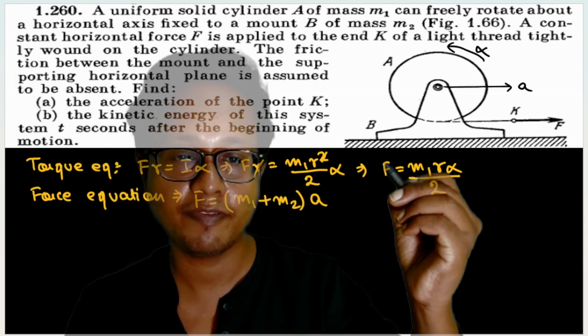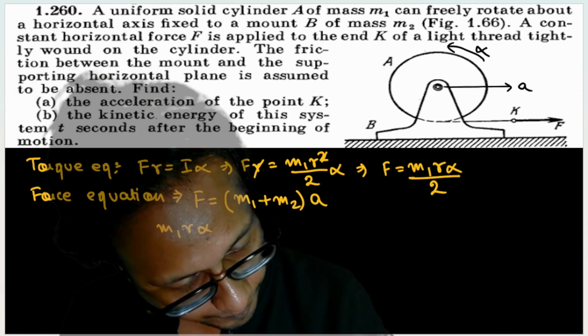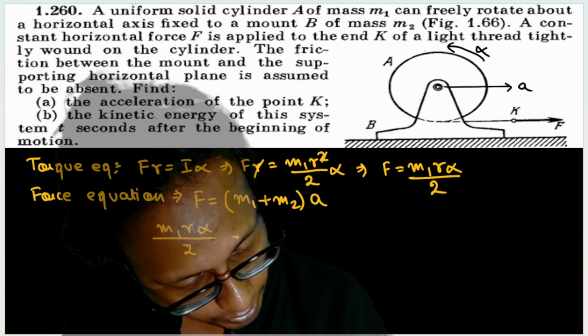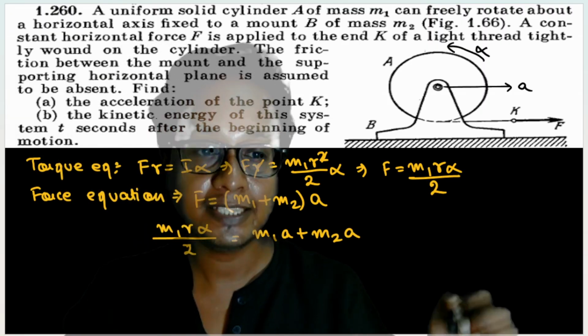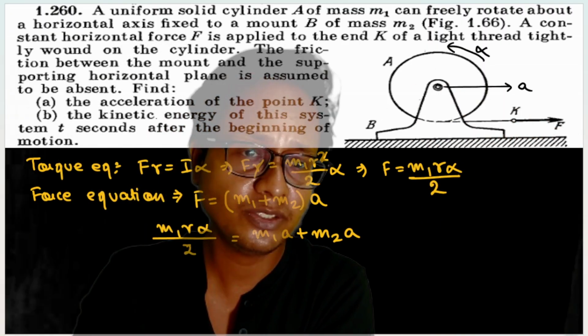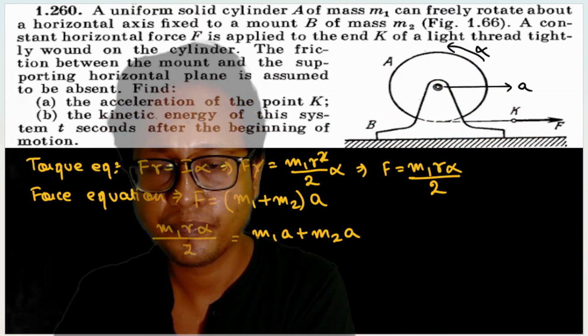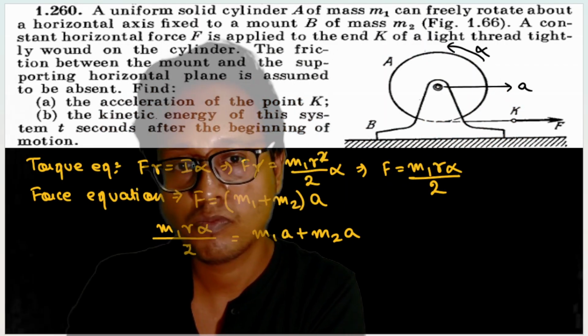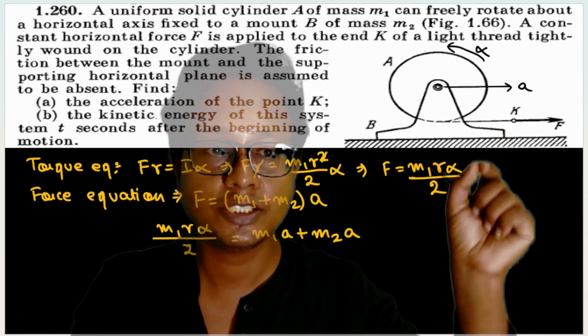If I substitute the value of F out here, what do I get? M1 r alpha by 2 is equal to m1a plus m2a. Is there any relation between A and alpha? I don't think so. A is linear acceleration, and alpha is nothing but angular acceleration. So what do we do now? I do know there is a given term F out here. M1, M2, and R are also given.